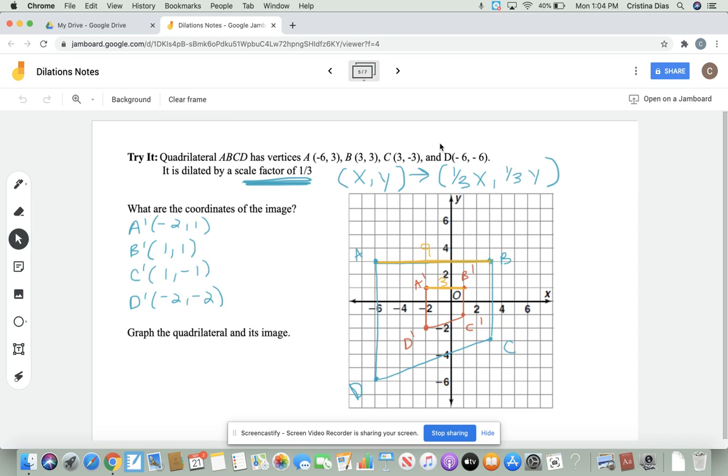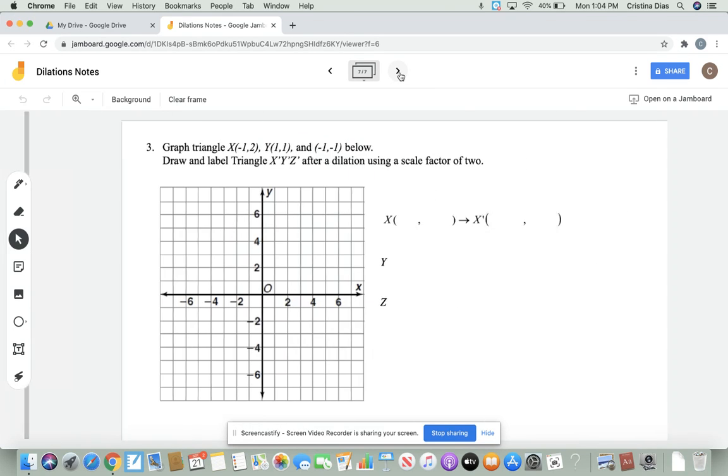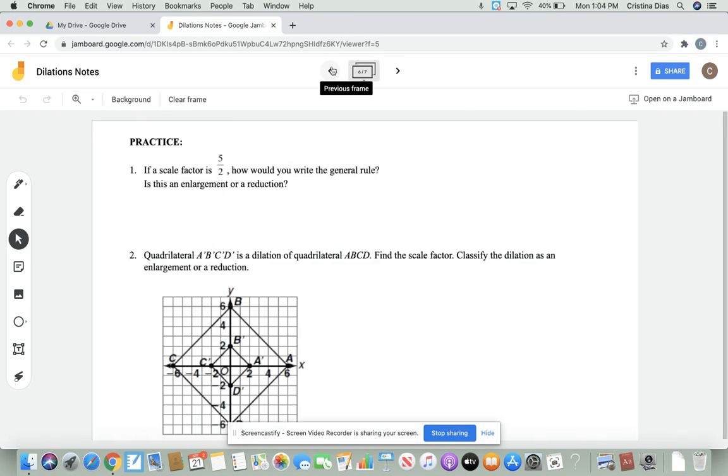Okay, so now if you continue, there are 3 practice problems that I'd like you to try on your own, and then you will be submitting to your teacher on Google Classroom so that she can see how you're doing and see if you need any help with this skill. Good luck, everyone.